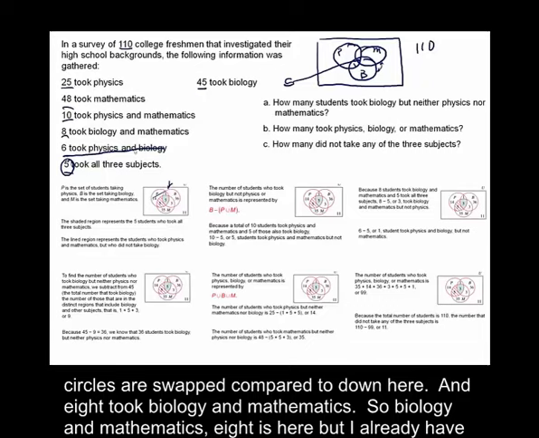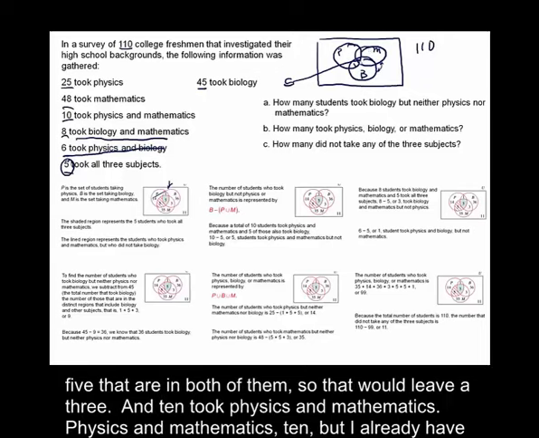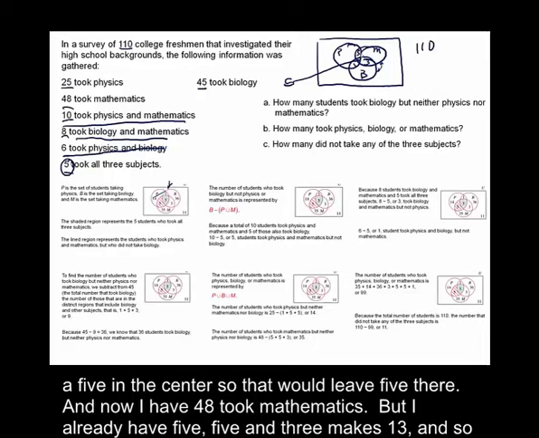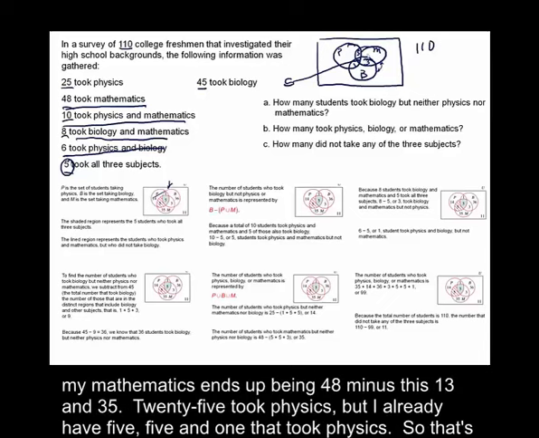And 8 took biology and mathematics. So biology and mathematics, 8 is here, but I already have 5 that are in both of them, so that would leave a 3. And 10 took physics and mathematics. 10, but I already have a 5 in the center, so that would leave 5 there. And now I have 48 took mathematics, but I already have 5, 5, and 3 makes 13. And so my mathematics ends up being 48 minus this 13, or 35.